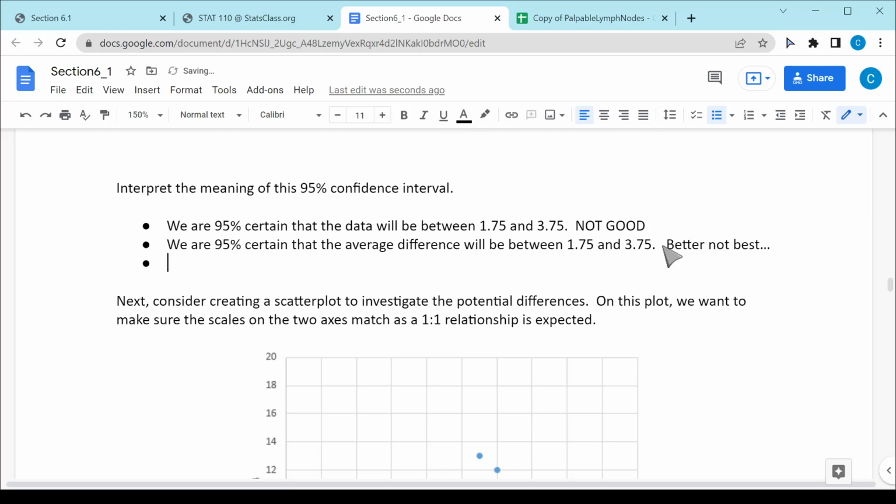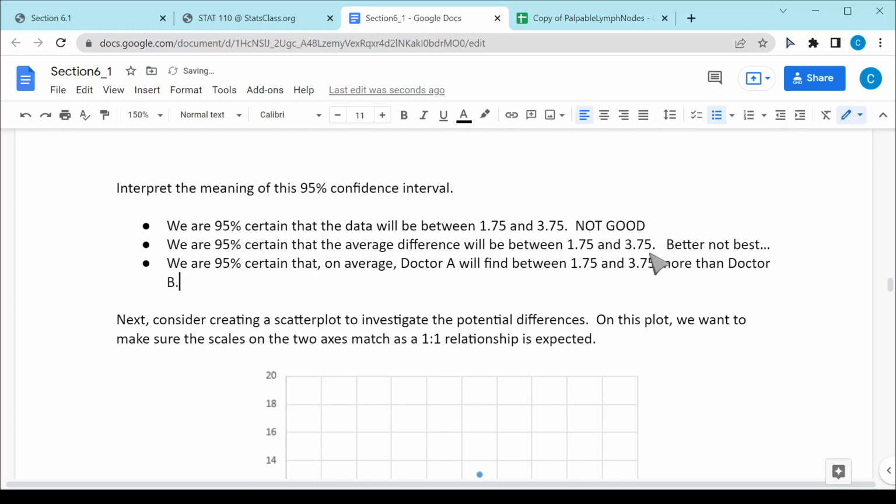Okay, so what would be the best? We are 95% certain that on average, Dr. A will find between 1.75 and 3.75 more than Dr. B. Okay, this is going to get full credit here. So this is our best version of these three. I have the average, and then instead of just saying difference, I'm actually telling you that Dr. A is finding more.